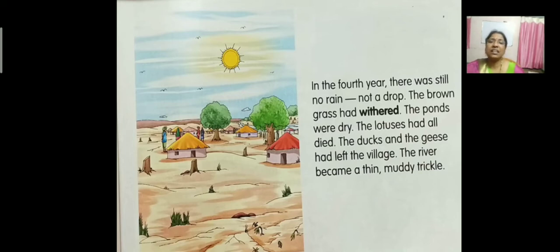The ducks and the geese had left the village. So the ducks and the geese which were there in the village, as there was no water in this particular village, they moved on to the next village. The river became thin, like a muddy trickle. So the river, previously it was flowing. People washed their clothes, they swam, they fished, children swam, they fished, all that they have done. So now it became a small muddy trickle.